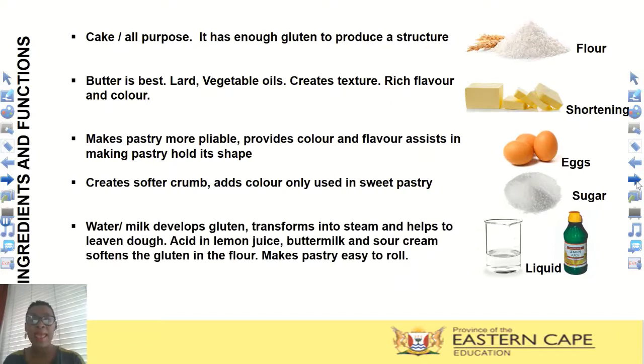Liquids such as water or milk develop gluten. It transforms into steam and helps to leaven the dough. Acids such as lemon juice, buttermilk, or sour cream soften the gluten in the flour and make it easy to roll out the pastry. Salt adds flavor as well as improves the shelf life.